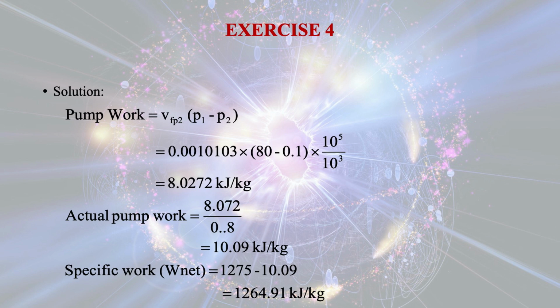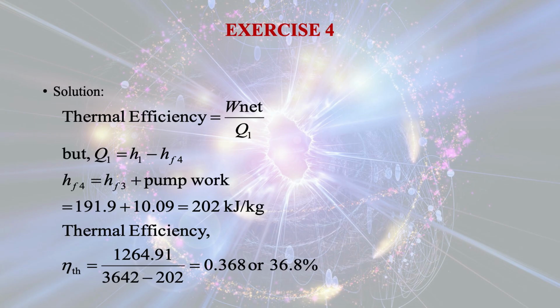So specific work is equal to 1275 minus 10.09, which is 1264.91 kilojoule per kg, because the net work is nothing but turbine work minus pump work. So thermal efficiency is W net by Q1. Q1 is equal to H1 minus HF4.